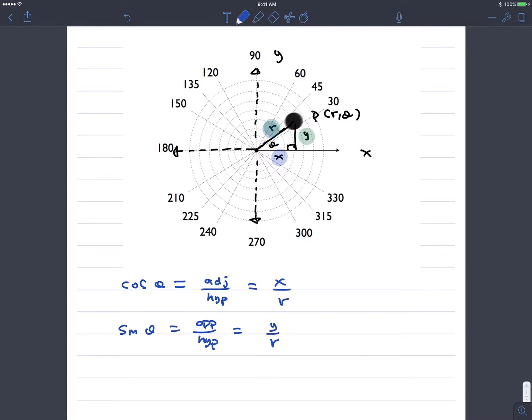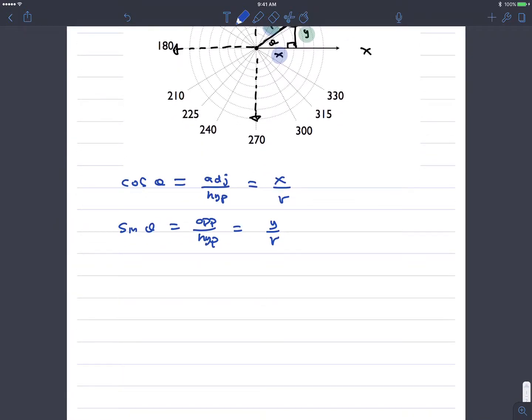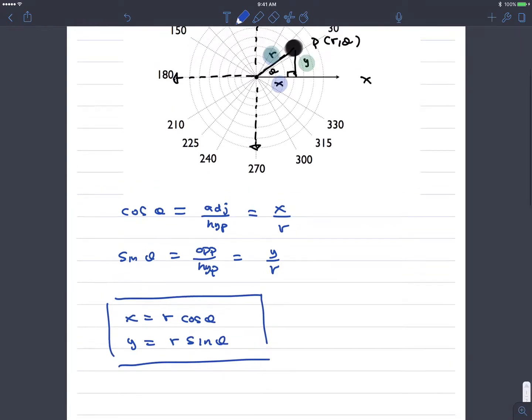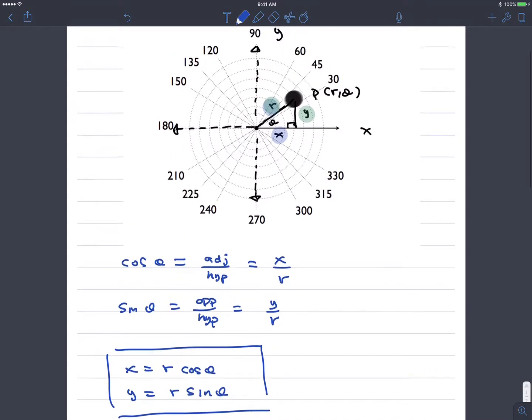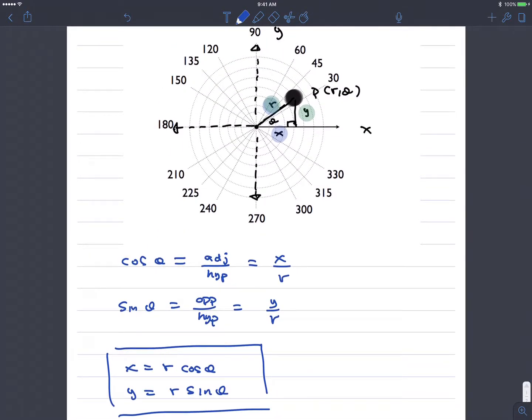What this means for us is the following. This means that x is r cosine theta, and it means y is r what? Sine theta. So this is at least part of a relationship we're going to start to use.